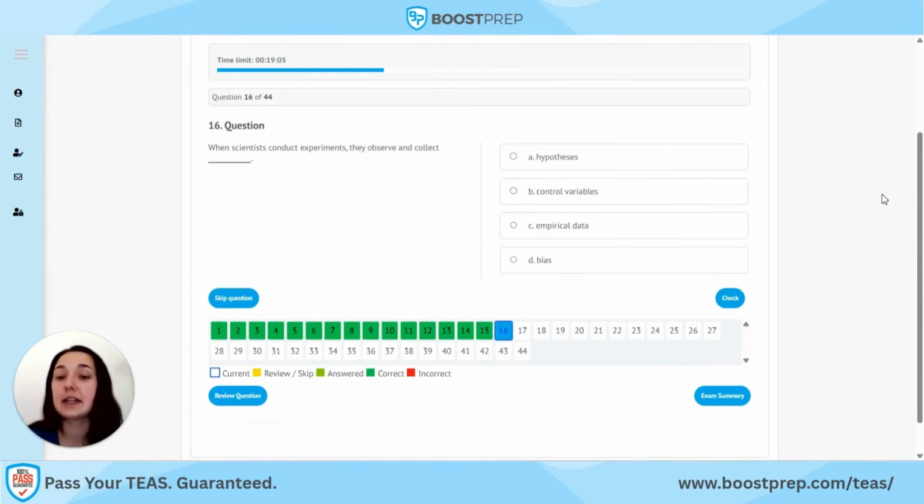When scientists conduct experiments, they observe and collect blank. A. Hypotheses. B. Control variables. C. Empirical data. D. Bias.